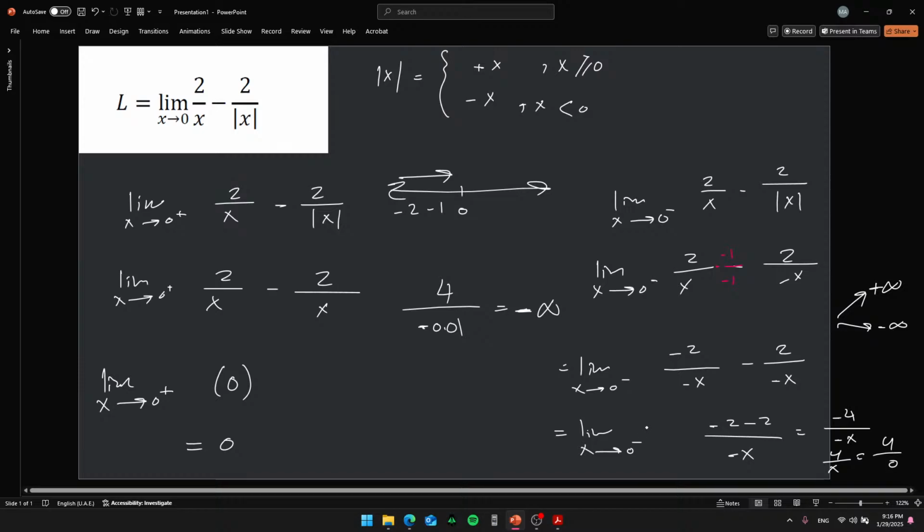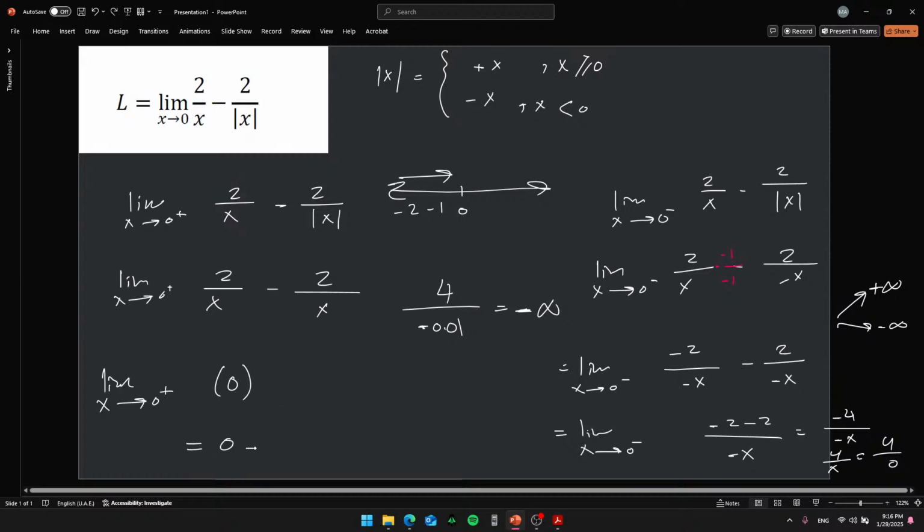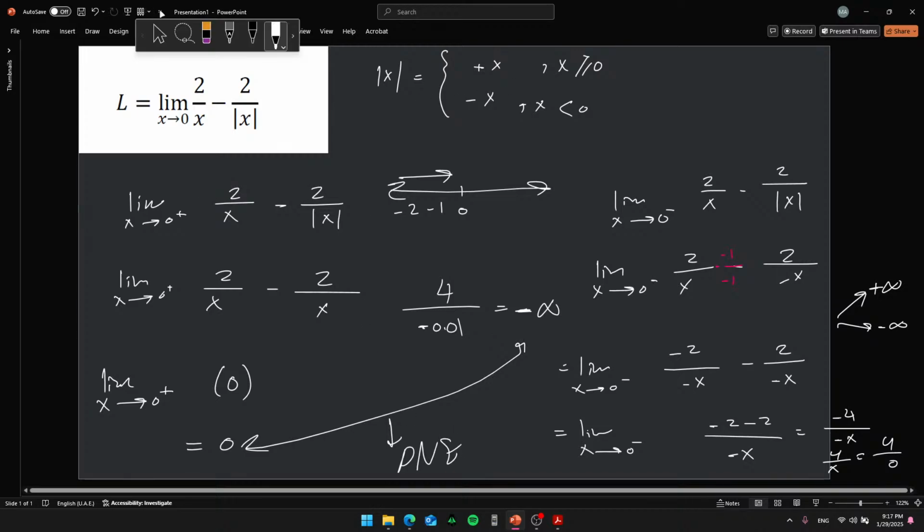So as we approach 0 from the left, I'm getting a value of negative infinity, and as we approach 0 from the right, I'm getting a value of 0. So the limit from the right doesn't equal the limit from the left, so it does not exist. The limit as x approaches 0 of 2 over x minus 2 over absolute value of x does not exist. Okay.